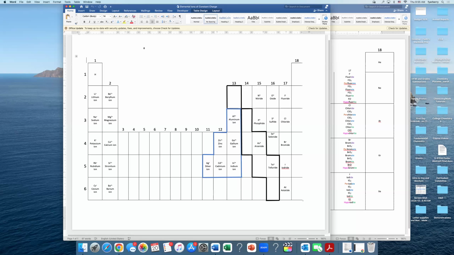The ones listed on this periodic table, again, are the elements that always form the constant charge. Their charge never changes. It's always the same charge.